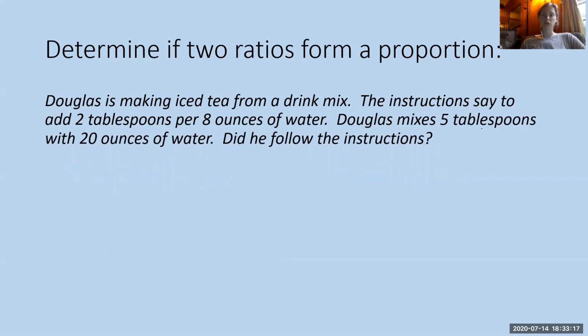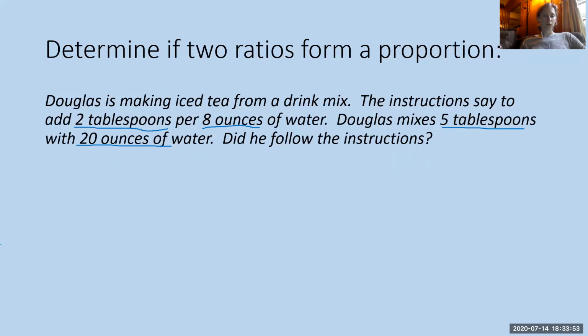Let's determine if two ratios do indeed form a proportion. So Douglas is making iced tea from a drink mix. The instructions say to add 2 tablespoons per 8 ounces of water, and Douglas mixes 5 tablespoons with 20 ounces of water. Did he follow the instructions? So did he, with his ratio of drink mix to water, preserve the original relationship between drink mix and water?